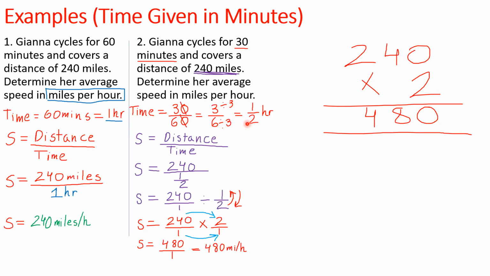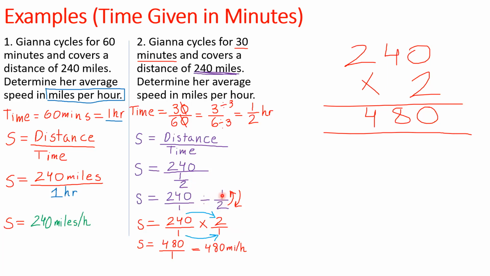Good. The formula for speed is what? Distance divided by time. What is the distance? 240. What is the time? A half hour. So we say 240 divided by a half, right? But we have a whole number divided by a fraction. We put the whole number over 1. We divide it by a half, which is 1 over 2, right?